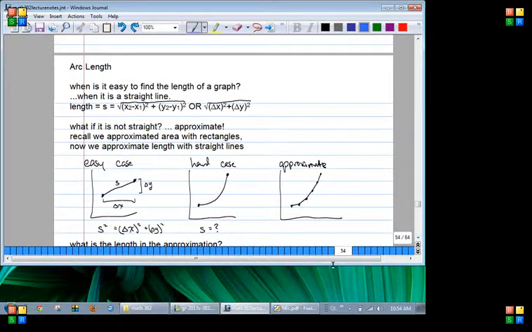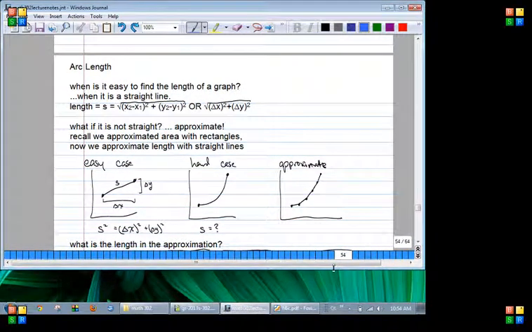So here's the key question. What is the length in the approximation? How are we going to figure out the length when we break it up into a bunch of line segments? Add them up? Yeah, exactly. So how do we find the length of each little line segment? Distance between 2 points. We're going to use the distance formula on each segment, and we're going to add them up.